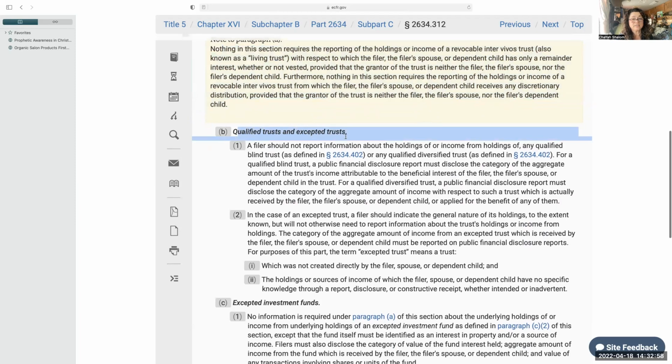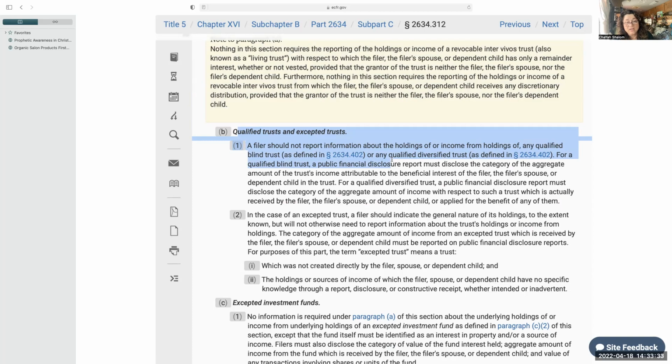Qualified trusts and accepted trusts. A filer should not report information about the holdings of or income from holdings of any qualified blind trust as defined in 2634.402, or any qualified diversified trust as defined in 2634.402. For a qualified blind trust, that's what I feel like.